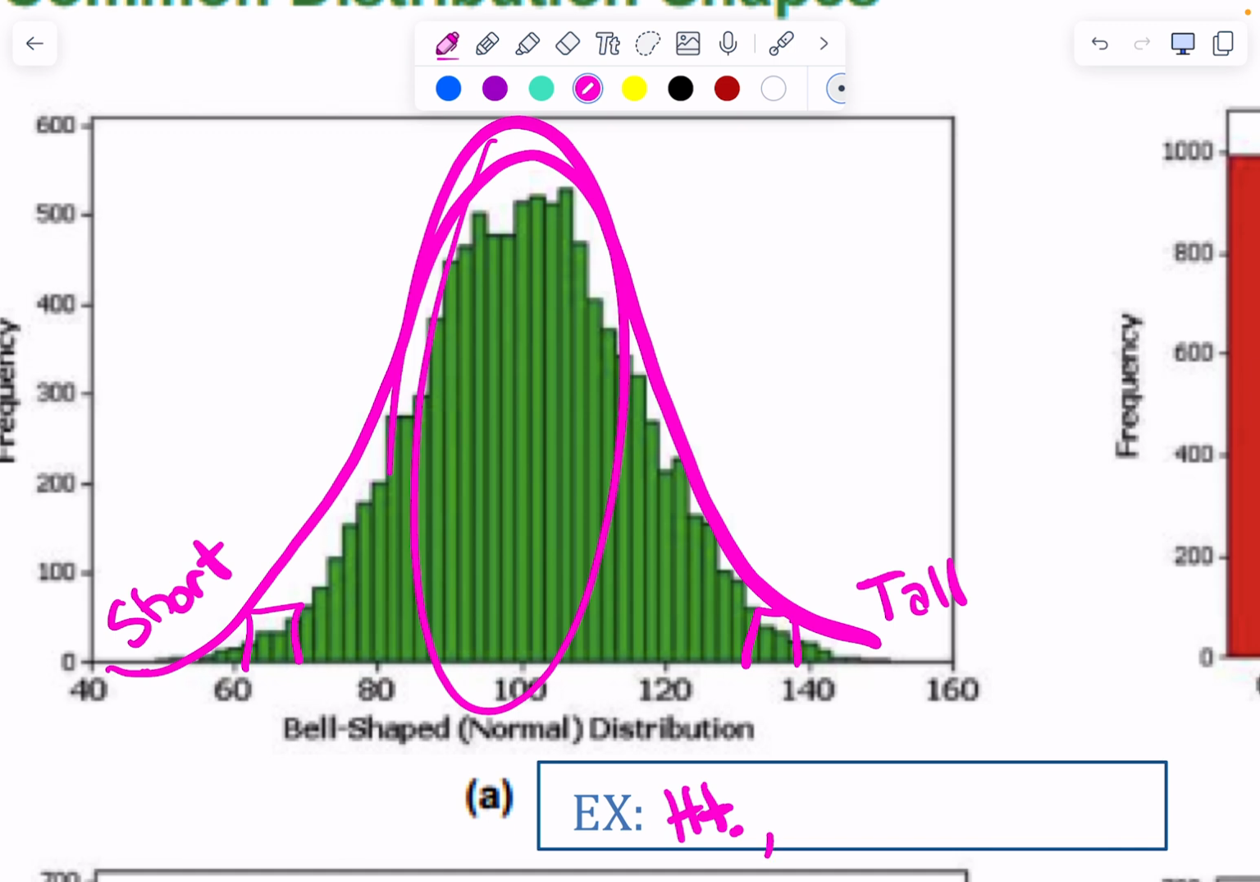Anything else that you can think of? Weight would be the same thing, right? I'm trying to think of what else.